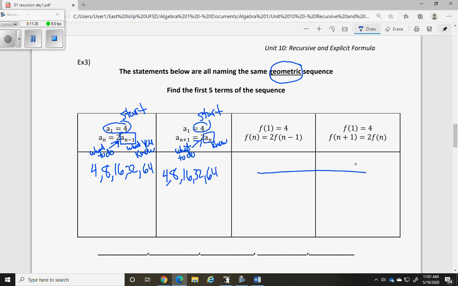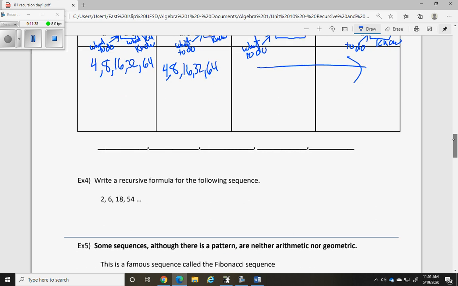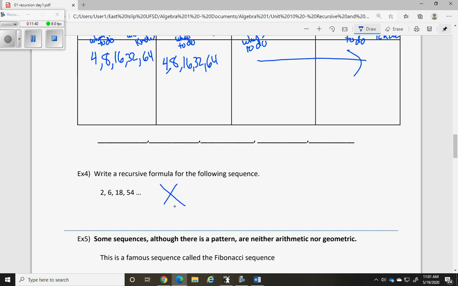And all of these tell me the same thing, okay? This is what you know. This is what you do. This is what you know. This is what you do. And we're not going to worry about example 4. So let's take a look at number 5.